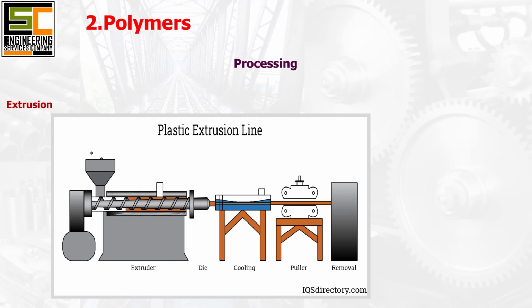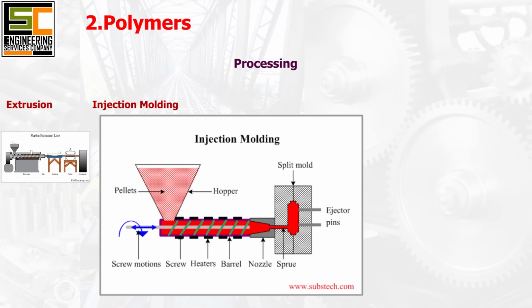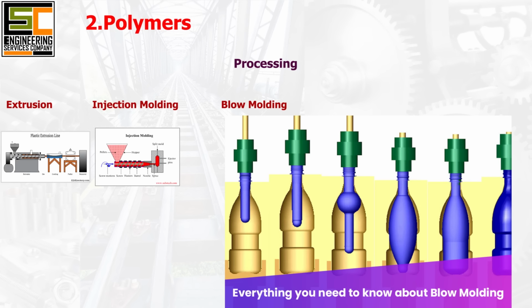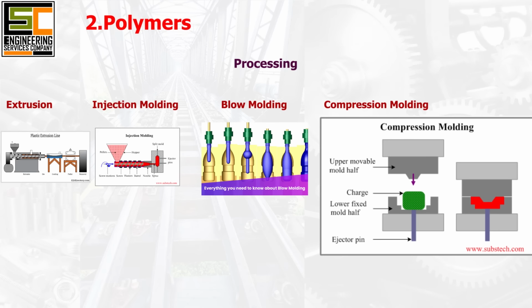Extrusion. Used for producing continuous shapes such as films, sheets, pipes, and profiles. Injection molding. Used for manufacturing complex shaped parts with high precision and efficiency. Blow molding. Used for producing hollow containers, such as bottles. Compression molding. Used for molding thermosetting plastics into desired shapes.